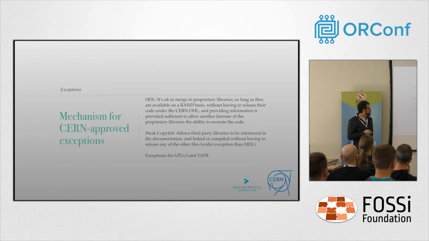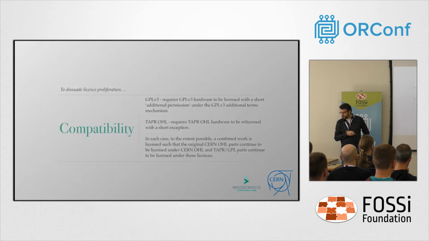And we've also come up with a couple of exceptions for GPL v3 and Tapper. The way the GPL v3 one works is that we have drafted a short additional permission. If you're familiar with GPL v3, you'll notice there's a mechanism in there that allows you to have additional terms. We've drafted a short additional term that allows you to merge code with CERN OHL code, and then we've drafted a short exception to CERN OHL that allows you to merge it with GPL v3 code. Similar thing with the Tapper open hardware license. And the effect of that is that if you make use of these exceptions, then as long as you keep, as far as possible, the bits that were originally GPL released under GPL and the bits that were CERN OHL released under CERN OHL, you don't have to release the whole lot under one specific license. You can keep it under two separate licenses for two separate components.